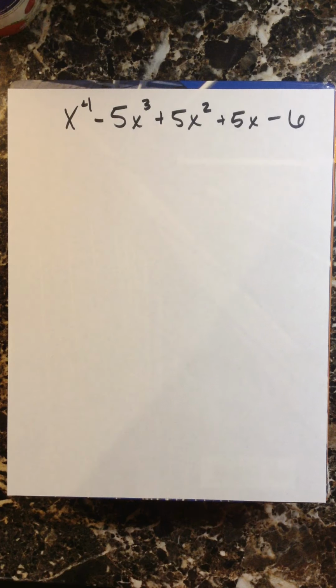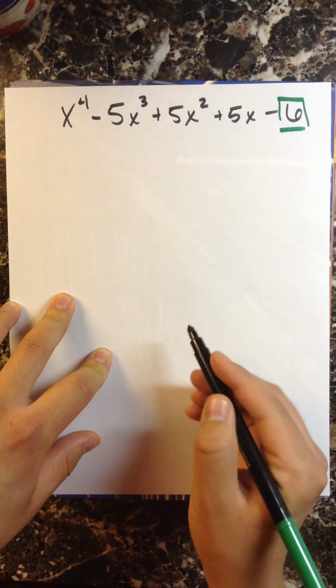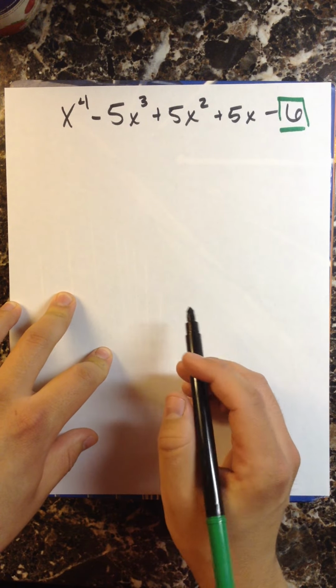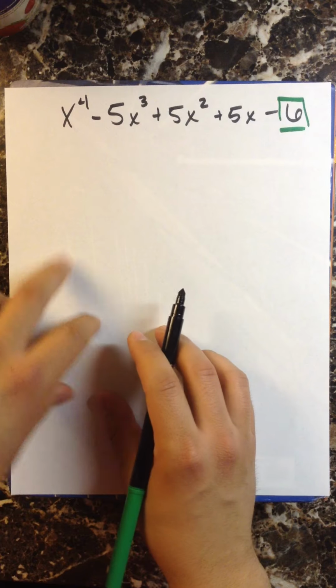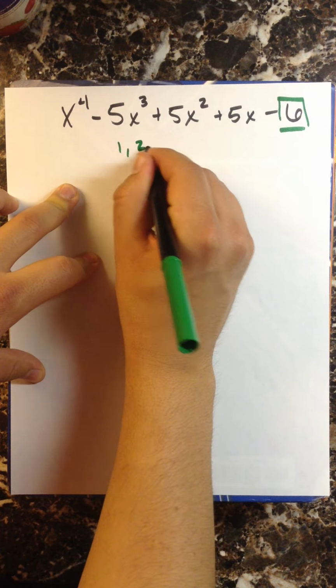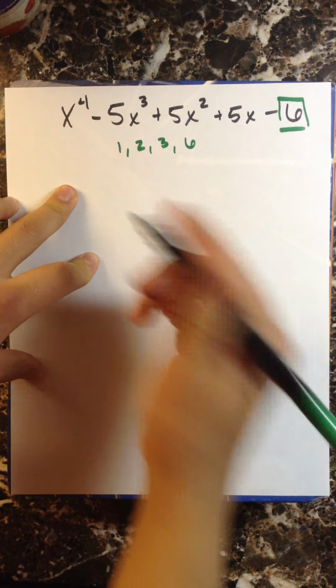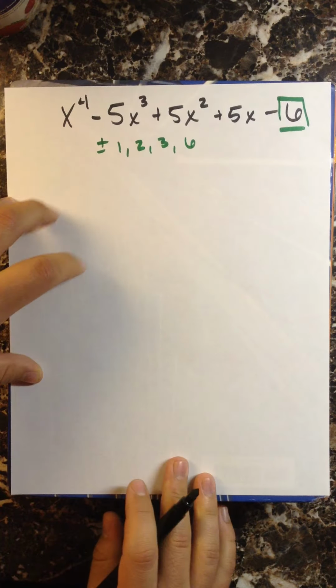Okay, so again, we're just doing division. It works exactly the same. I'm just going to walk through it so you can see the full process. We look at our constant on the end, this 6 here, and we find all of the factors of 6. If you list them out, we'll have 1, 2, 3, and 6, as well as any negative option of that. So I'm just going to say plus or minus 1, 2, 3, and 6.